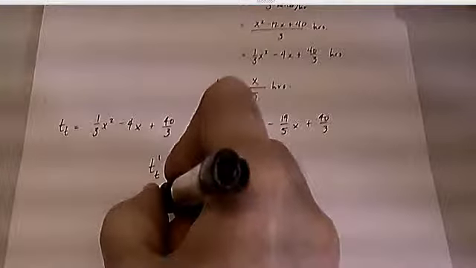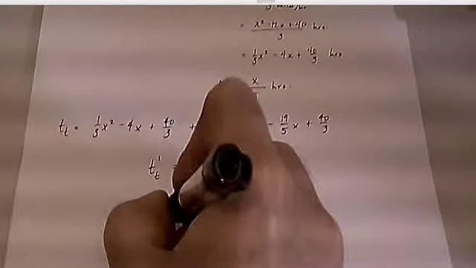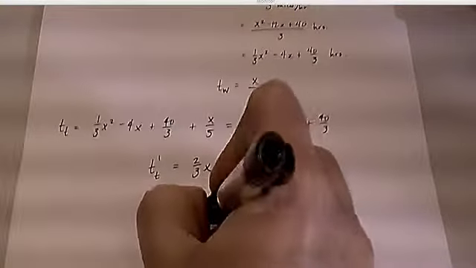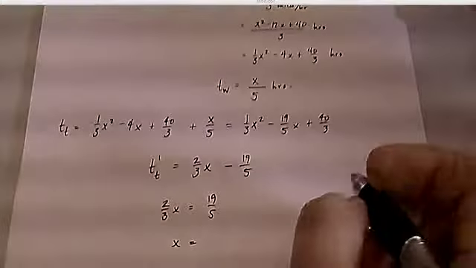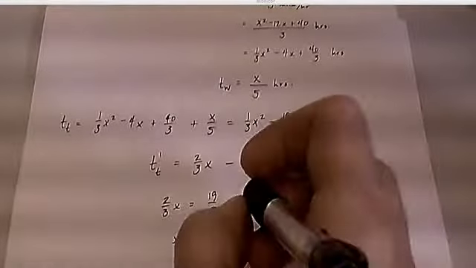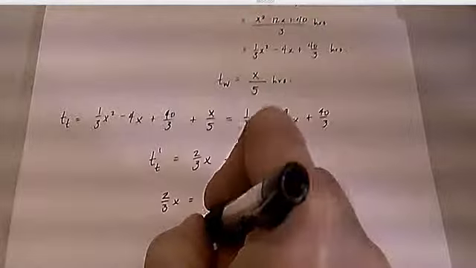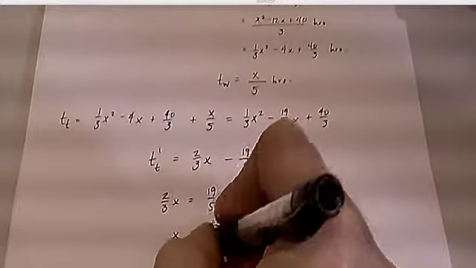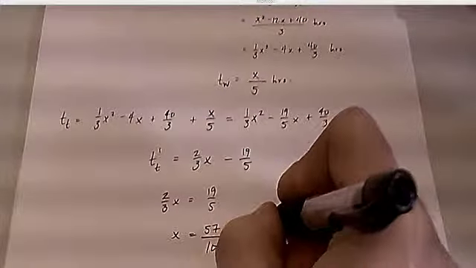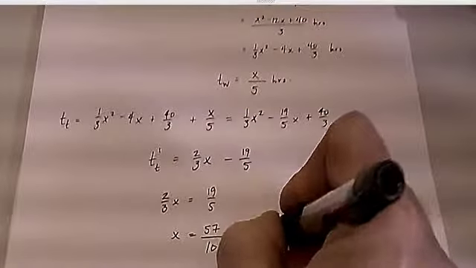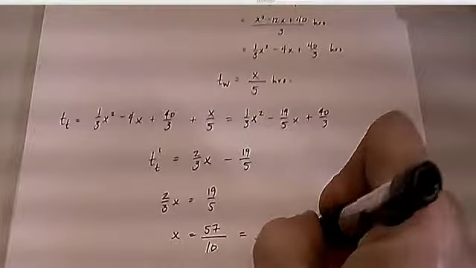Set that equal to 0, and I'm going to get 2/3 x is equal to 19/5, or x is equal to, well, what's 19 times 3? It's 57, over 10, and therefore 5.7 miles. So we need to aim the boat 5.7 miles from the house. So almost straight in, but not quite.